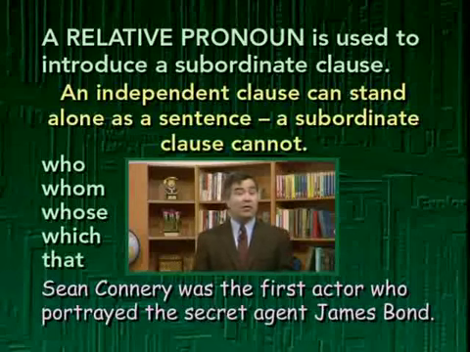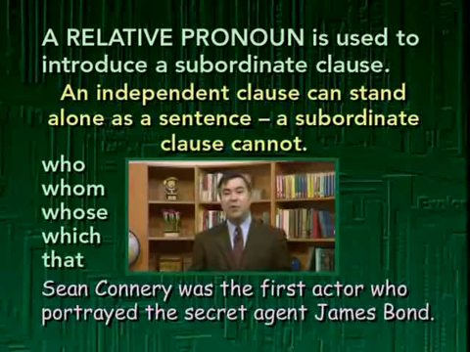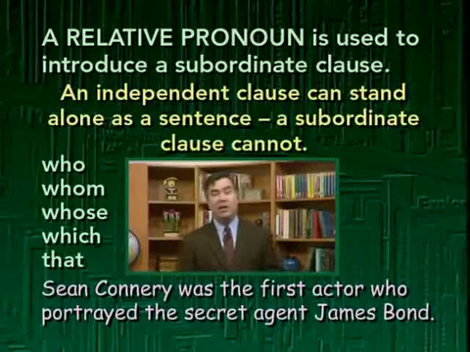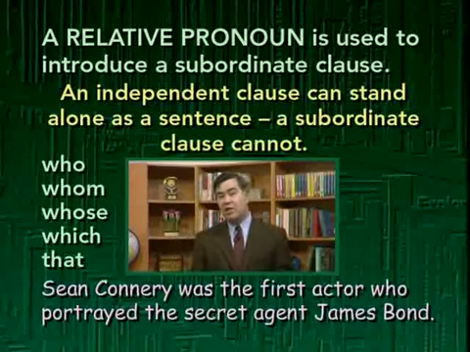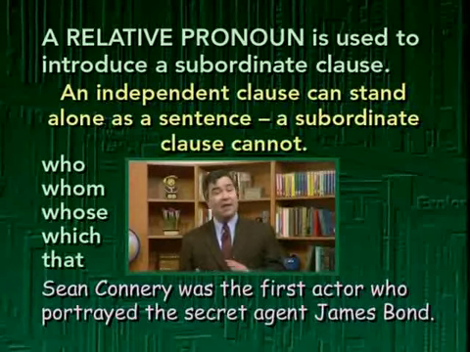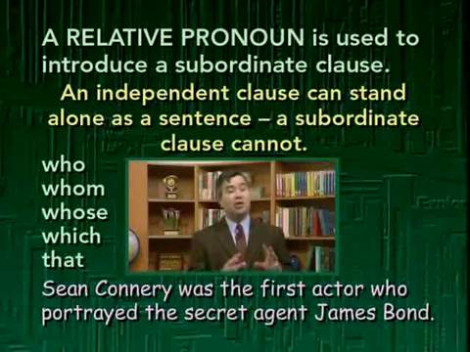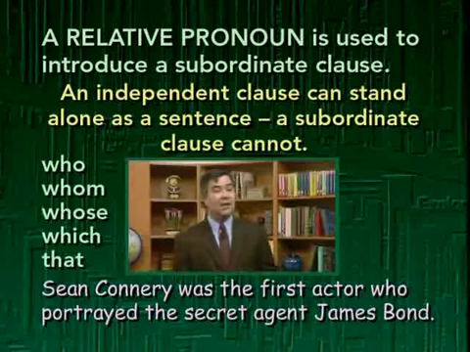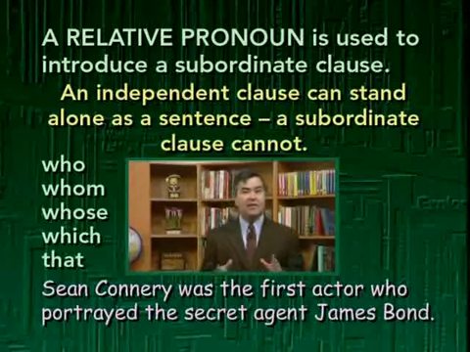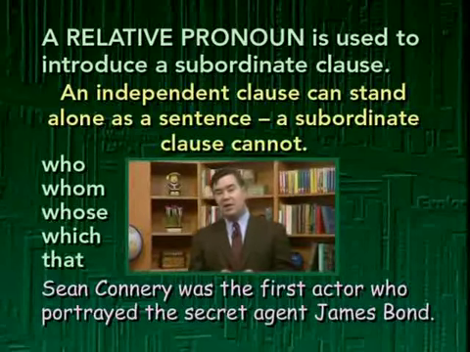Sean Connery was the first actor who portrayed the secret agent James Bond. Now here we have the relative pronoun who introducing the subordinate clause who portrayed the secret agent James Bond. Perhaps you can tell from the way that subordinate clause sounds that it can't stand alone as a sentence. It exists in the sentence to give more information about what kind of actor Sean Connery was. Sean Connery was the first actor is what the independent clause tells us, and the subordinate clause tells us exactly what kind of actor he was. He was the actor who portrayed the secret agent James Bond.